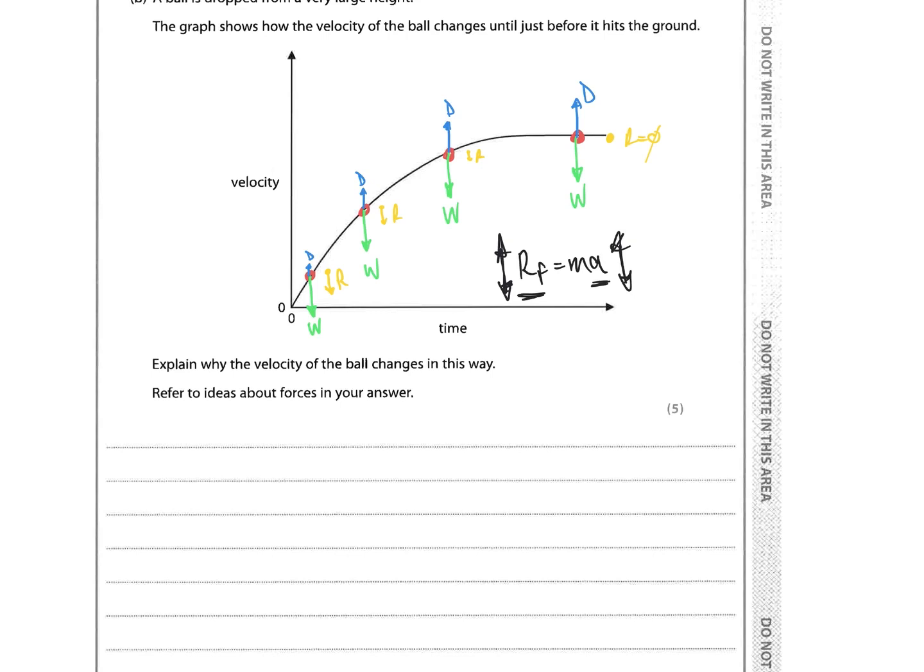So let's try and write that down. I'm going to bullet point it. We've got 5 marks to try and capture all those ideas. Written in prose would be better, but let's see how we get on.